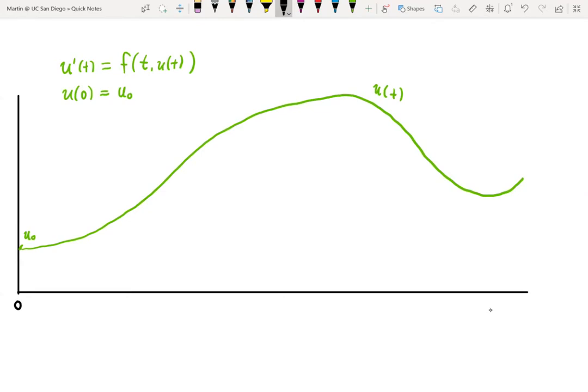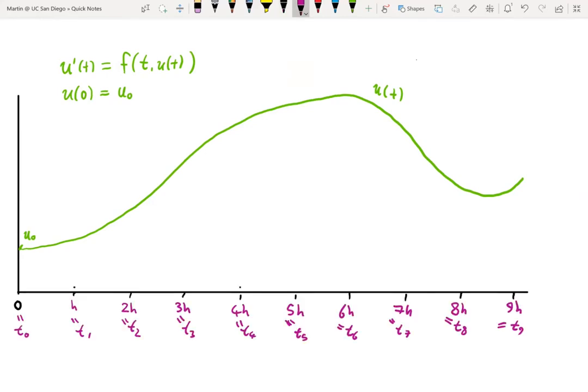Now let us assume that we apply the Euler method with some step size h. We start at time t0 = 0. Next time step is h, then 2h, 3h, 4h, and so on. And each of these time steps is called t1, t2, t3, t4, and so on. At time t0, the Euler method and the true solution agree, that is, they have the same starting value u0. And then the Euler method produces values u1, u2, u3, u4, and so on, which sort of approximate the values of the true solution.